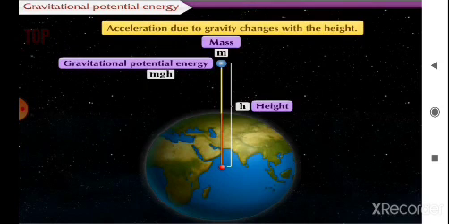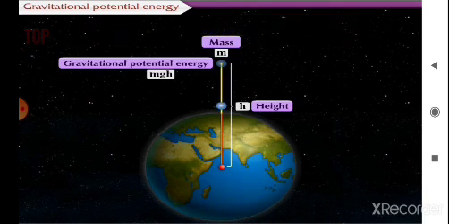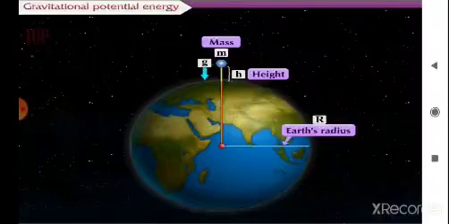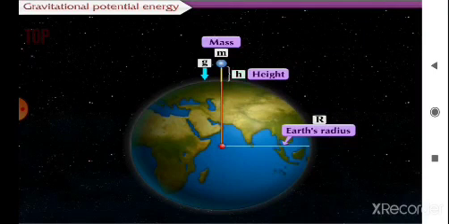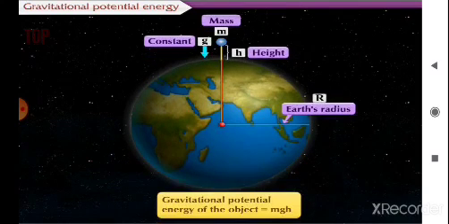When h is small compared to the radius R of the earth, we can assume g to be constant and can use the above formula mgh. But for large values of h, the value of g decreases with increase in h.